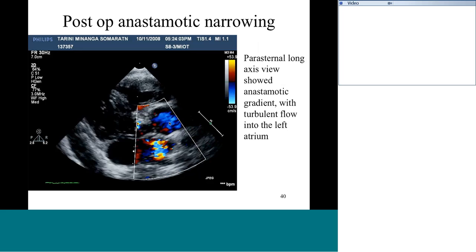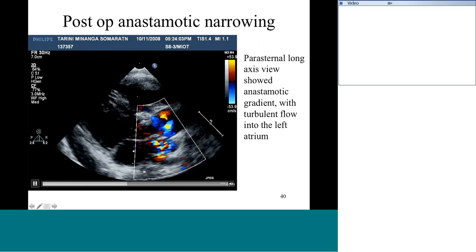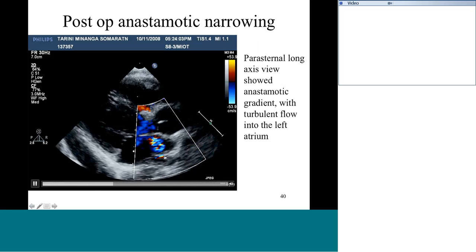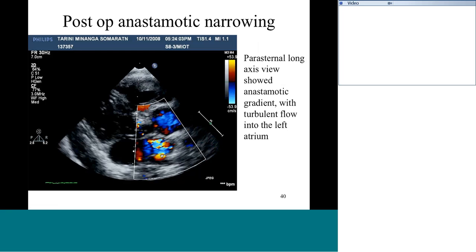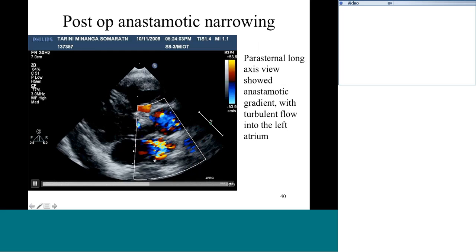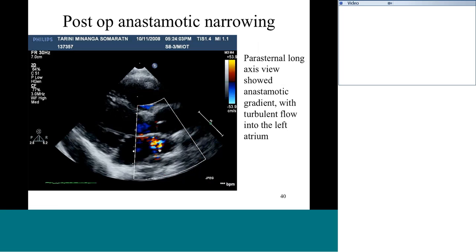What happens after this anastomosis? Most of the time the anastomosis is quite roomy and it does not get obstructed. However, in some patients, if this anastomosis becomes smaller, it can result in significant anastomotic gradients, lead to persistent pulmonary venous hypertension and secondary pulmonary arterial hypertension.